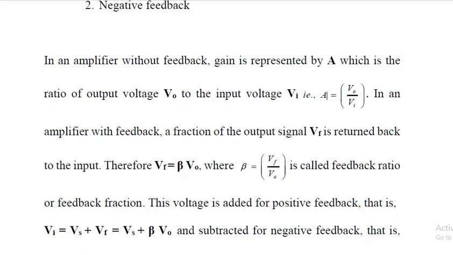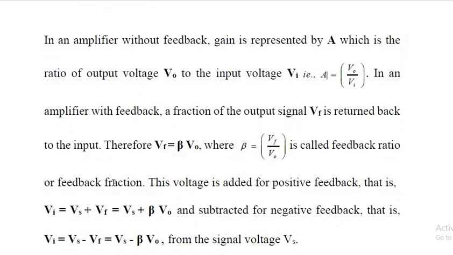Okay, so for positive feedback we are going to add VF with the signal voltage. So VI is equal to Vs plus Vf, that is equal to Vs plus beta VO. And this voltage is subtracted for the negative feedback, that is Vi is equal to Vs minus Vf, that is equal to Vs minus beta VO, where Vs is the signal voltage.